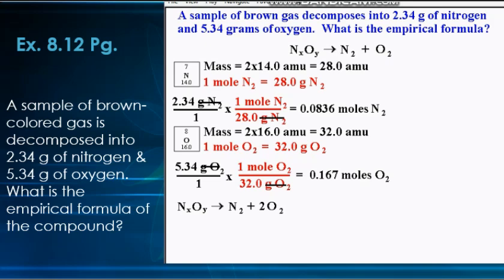Now I have a pretty simple chemical equation. NxOy makes N2 and 2 O2. To balance this equation, x has to be 2 and y has to be 4.